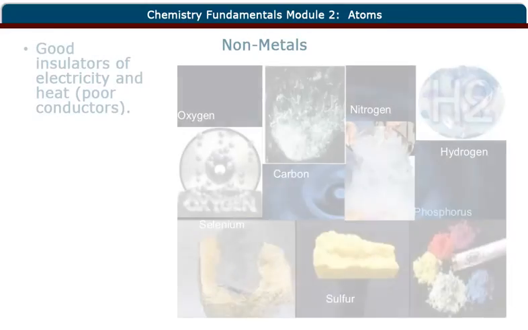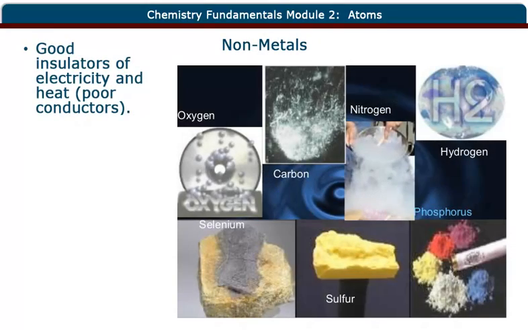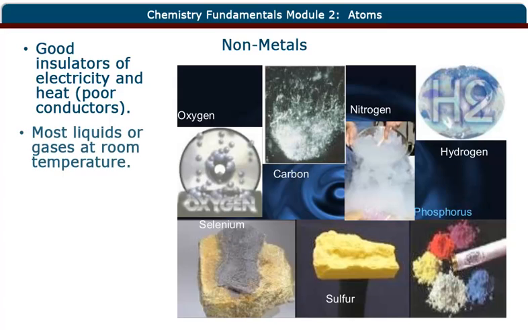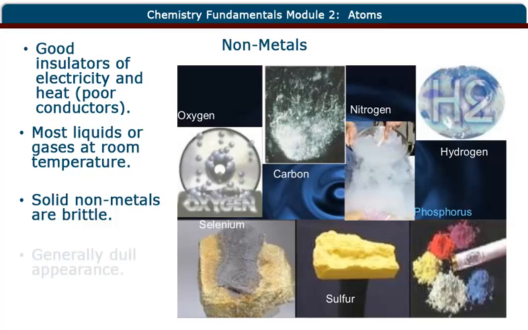Non-metals are good insulators of electricity and heat, meaning they are poor conductors. Most non-metals are liquids or gases at room temperature. Those non-metals that are solid are brittle, in other words, not malleable or ductile. Non-metals are generally dull in appearance, and their colors vary.